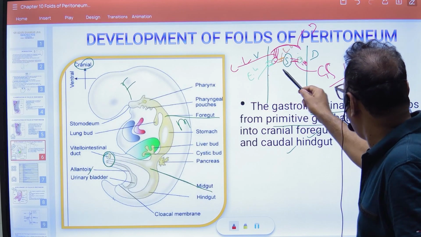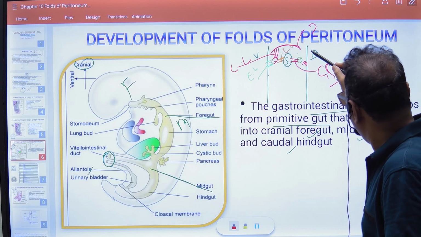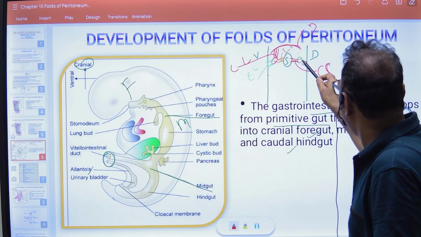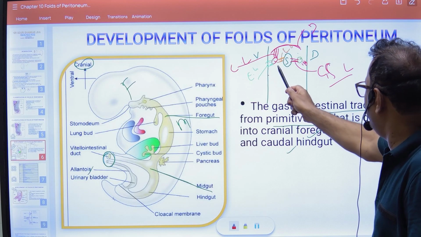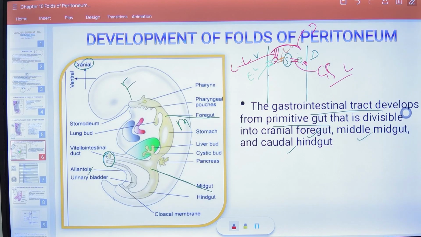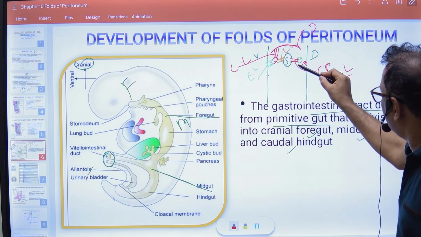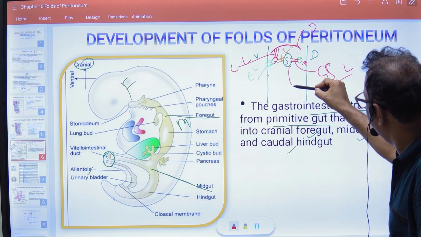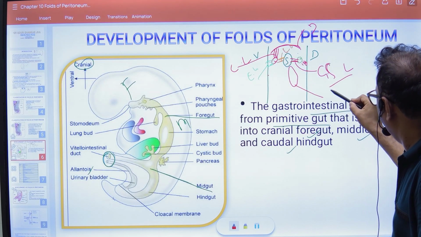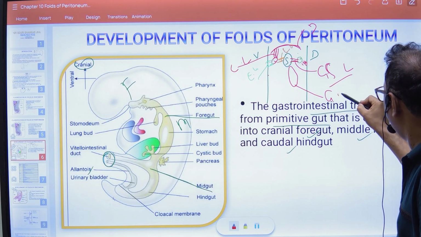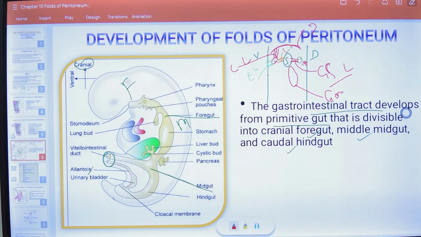This is called the ventral mesogastrium, and this is called the dorsal mesogastrium. The distal part of the dorsal mesogastrium will give the attachment of the greater omentum. The greater omentum will be developed here.